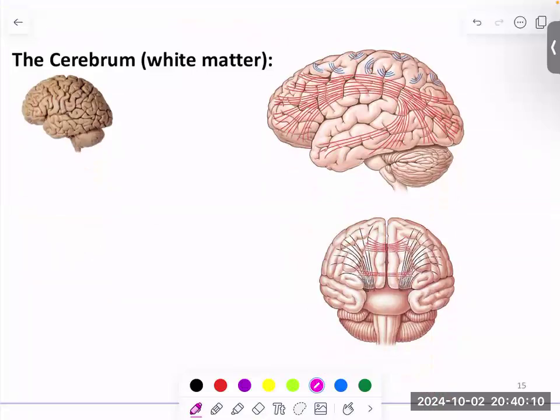The white matter. White matter is the track, how information is sent through the brain. It is the pathway the signal takes. Let's talk about the white matter.